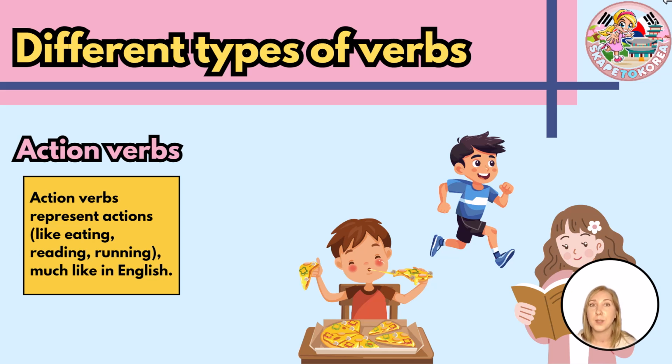The Korean language has two main types of verbs, action verbs and descriptive verbs, which function like adjectives in English. When conjugating these verbs, we mainly look at the verb stem, which is the verb without the 다. Action verbs are just like English verbs and they represent actions like eating, reading, running, very similar to English.